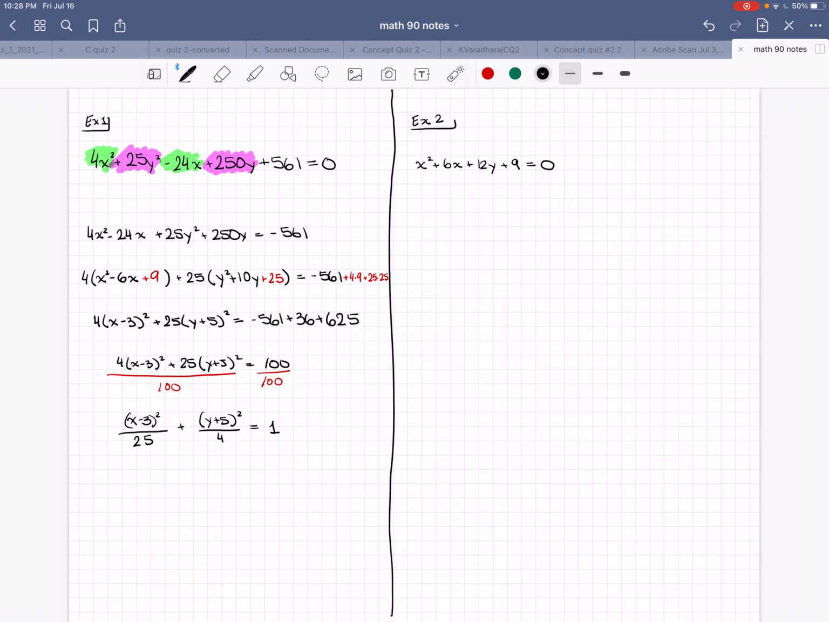So from here, I'm not going to go through the whole process of identifying the vertices and the foci. I would like for you all to do that piece on your own. But I do want to point out the larger denominator is underneath the x piece. So that tells us that the major axis is horizontal.